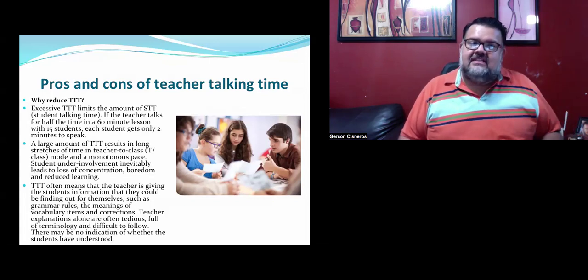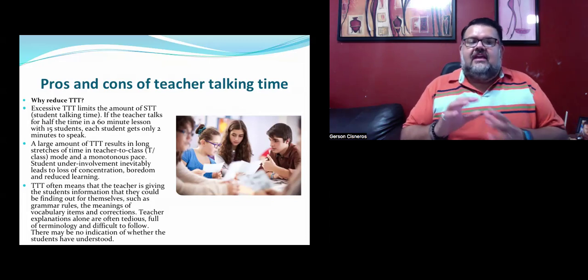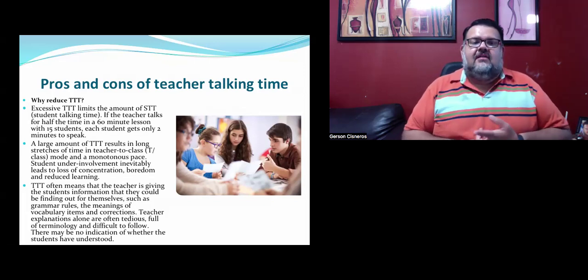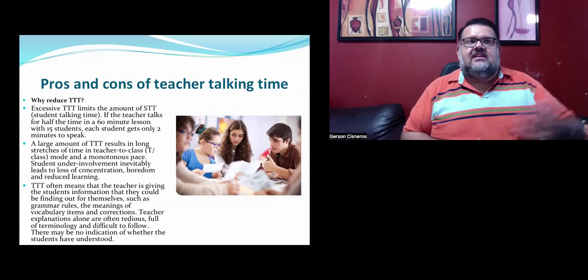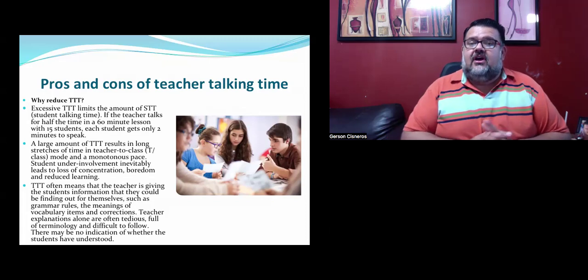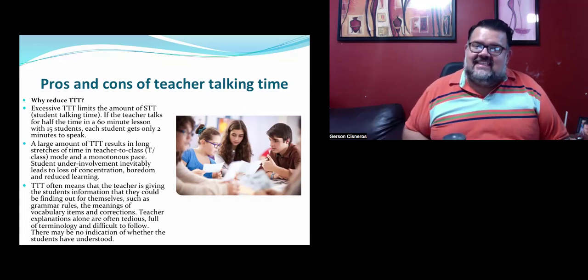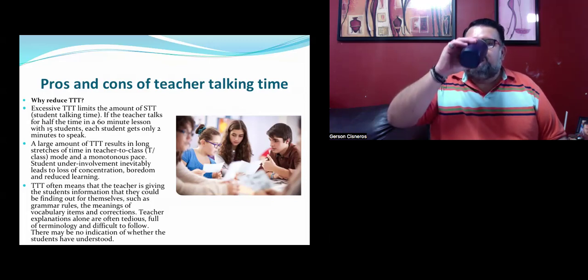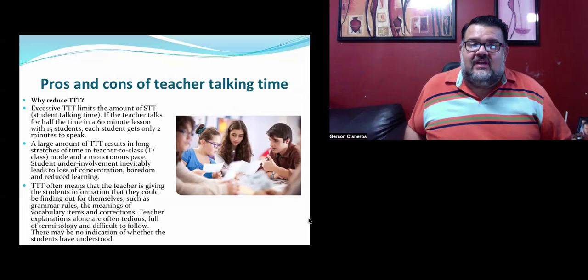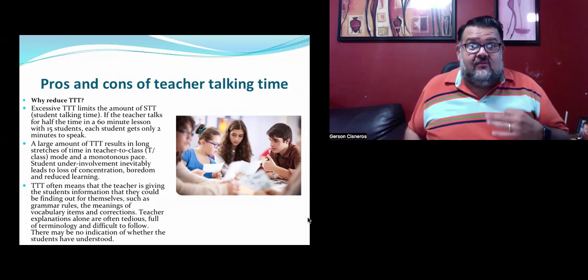Point number 3, TTT often means that the teacher is giving the students information that they can find out by themselves, such as grammar rules, the meaning of vocabulary. The teacher's explanations alone are often tedious. If you talk too much, you become, what is the word again? Tedious. You don't want to do that. Okay. And the students, bottom line, would not learn. 3 main reasons.